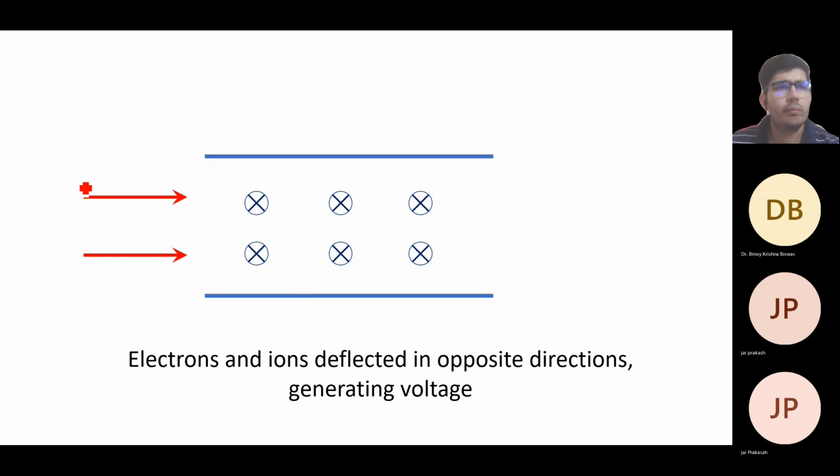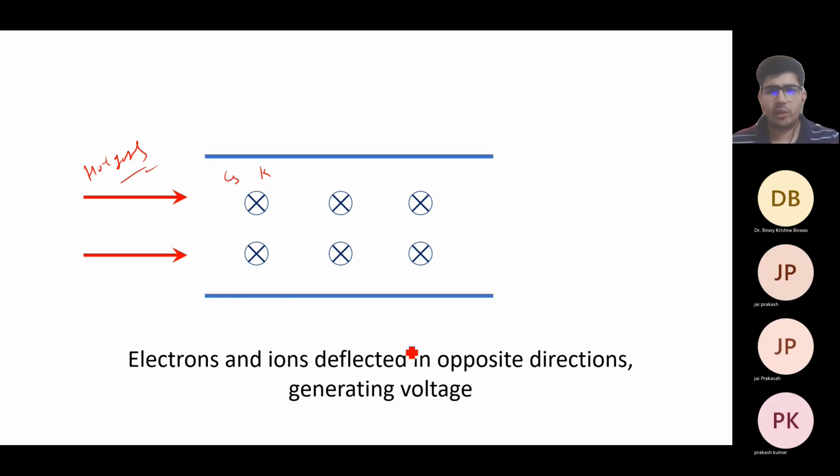So these hot gases are flowing. They're putting cesium and potassium in between, and so when the hot gases are flowing, the plasma will be generated here, and the electrons and ions are deflected in opposite directions and generate voltage. So these are the electrodes. Okay, so this will create an electrical circuit and we will get the voltage.